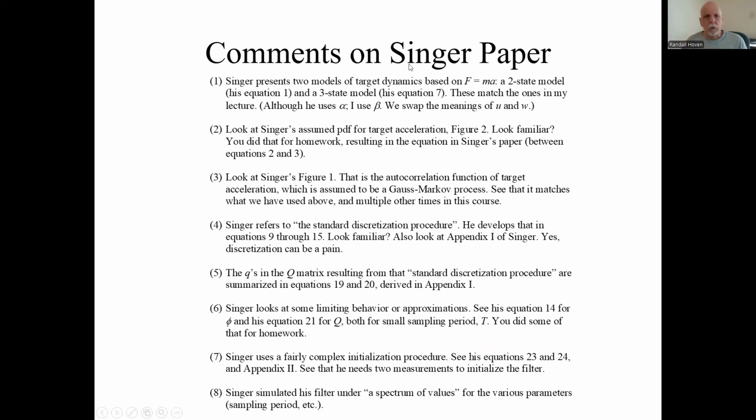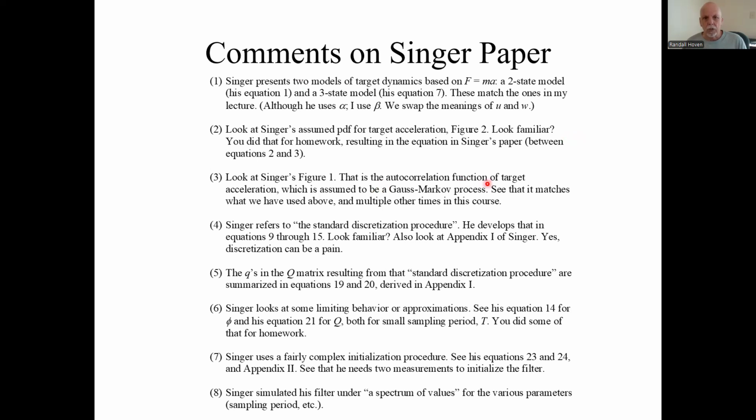Some comments on that Singer paper. I don't want to read every one of these, but Singer did both the two-state model and the three-state model. He assumed a certain probability density function for the target acceleration. That was a thing that was a mix of discrete and continuous. He assumed you had a maximum and minimum, at certain probabilities, and a probability of no maneuver at all, and uniform in between. And I assigned that to my students as homework. Anyway, that's what Singer did.